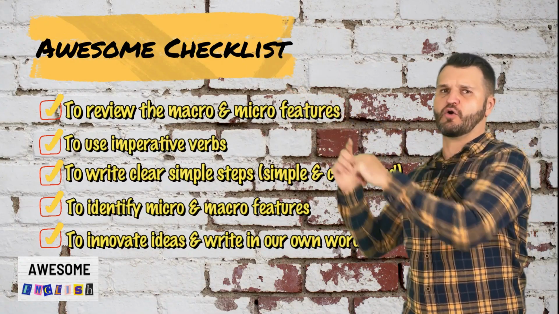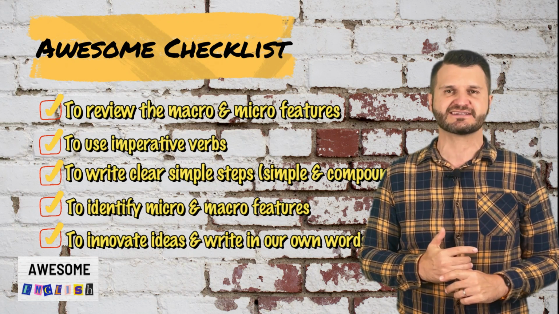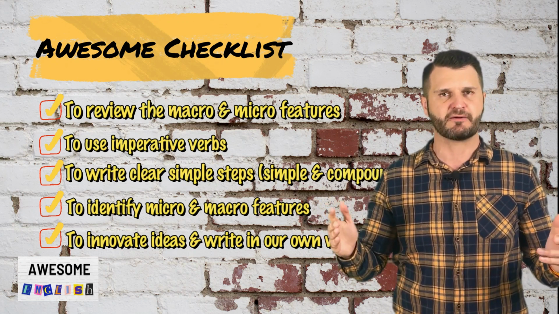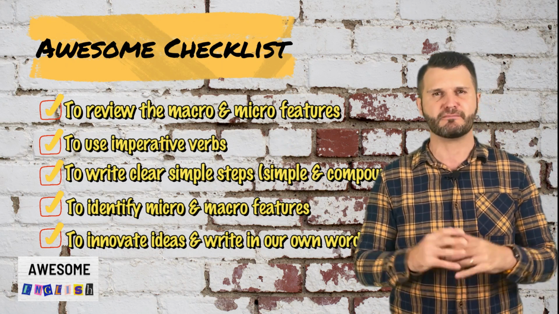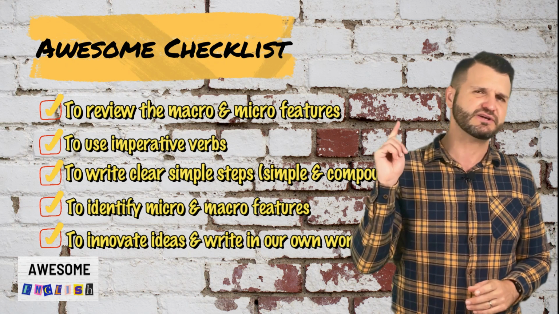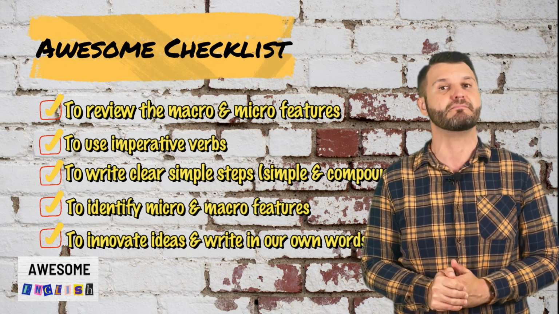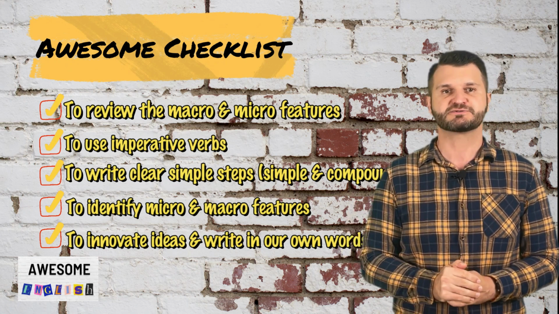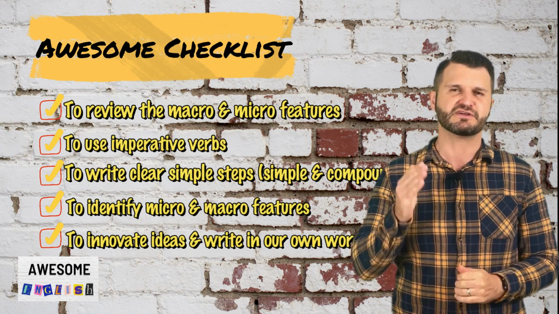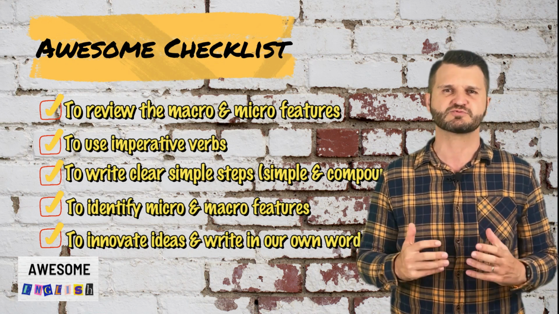Okay, welcome to our awesome checklist for today's lesson. These are the learning objectives we want to achieve. So let's check them out. The first one is to review the macro-micro structures of a procedural text. We need to review it because it helps us remember it. The next one is going to use imperative verbs. Now they're those bossy verbs, things like cut, chop. They tell us what to do.